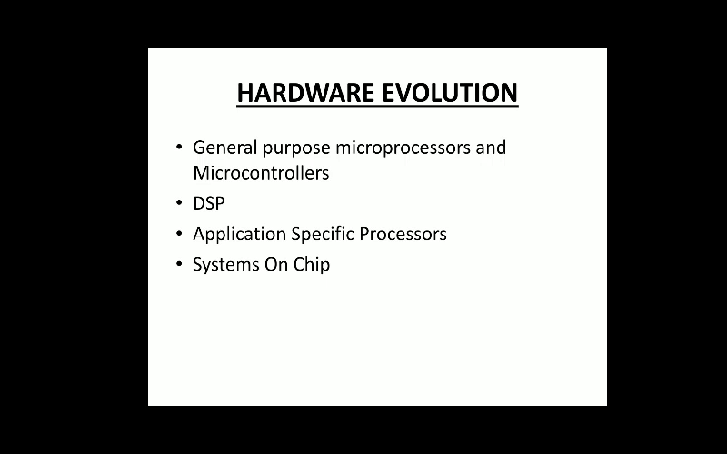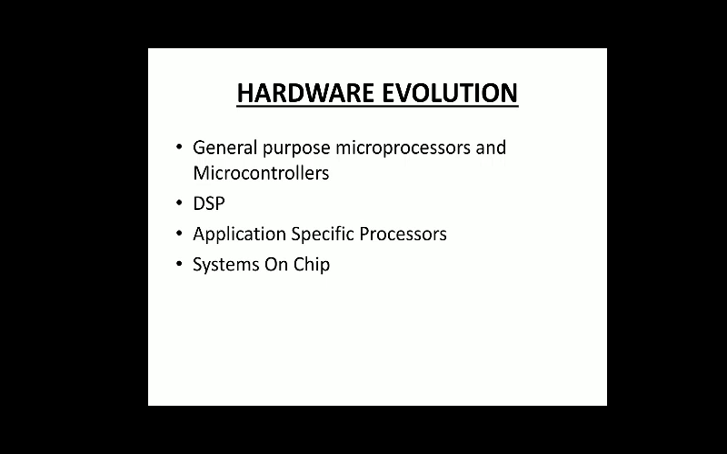Next we had DSP, digital signal processors, and this processor processes digital signals. We are going along a timeline: what happened previously and what is happening now. Next we have application specific processors, processors which are not general purpose but are made only for some specific application. And next, this is the current trend, systems on chip.